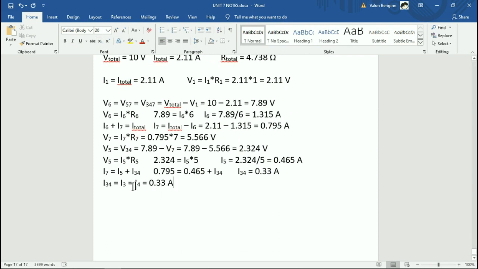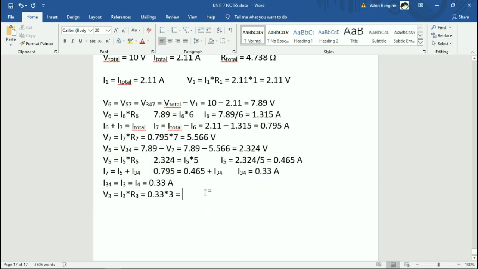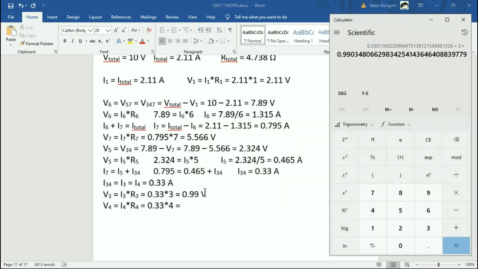So now we have I3 and I4. All we have left is V3 and V4. So V3 equals I3 times R3 equals 0.33 times 3. Well, that's just going to equal basically 1. I'll multiply by 3 to get a specific number. 0.99. Okay, fine, I'll just do 0.99. And then V4 is I4 times R4. So 0.33 times 4. So divided by 3 and then times 4. Okay, 1.32.